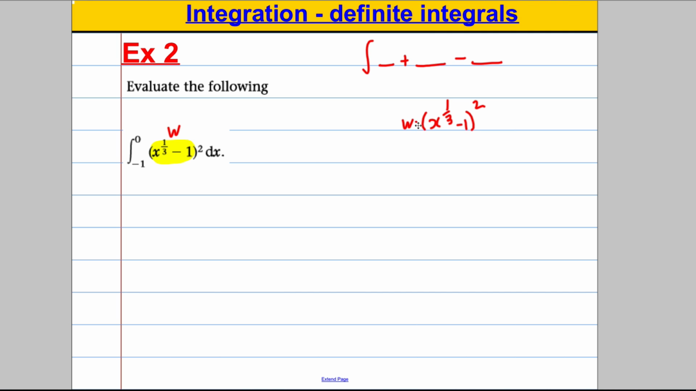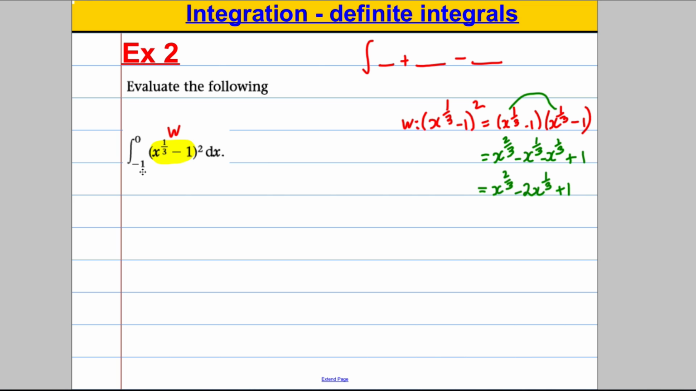Let's get that in the form we want. So what does this mean? This is x to the third take away 1 multiplied by x to the third take away 1. So x to the third times x to the third would be x to the third plus a third, which is x to the 2/3. X to the third multiplied by negative 1 is negative x to the third. Negative 1 multiplied this is negative x to the third. And negative 1 times negative 1 is plus 1. And we can just tidy that up to be x to the 2/3 take away 2x to the third plus 1.